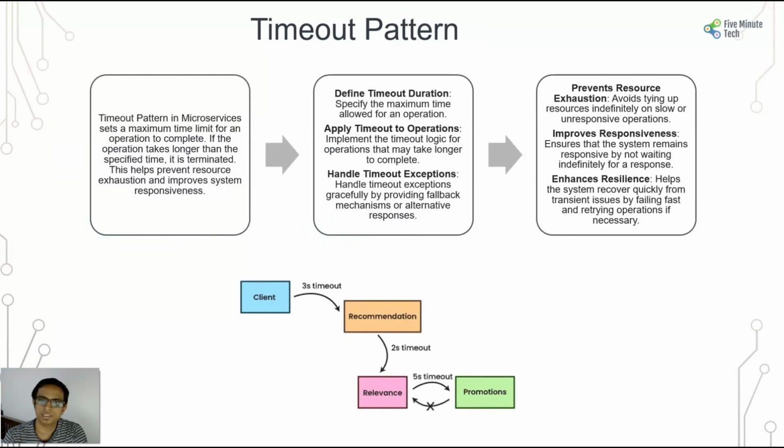Now, the timeout pattern in microservices sets a maximum time limit for an operation to complete. If the operation takes longer than the specified time, it is terminated. This helps prevent resource exhaustion and improves system responsiveness. When a system is not responding within a time period, we come out of that service call and terminate it. We define the timeout duration, apply the timeout to the operation we want, and then handle the timeout exceptions that occur. This prevents resource exhaustion, improves responsiveness, and increases resiliency.